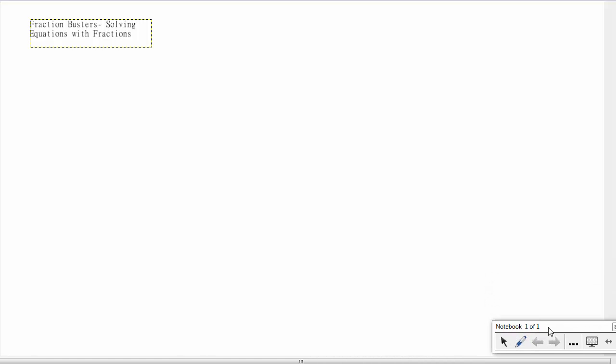Alright, hi everybody. We are going to start with a solving equations problem with fractions, and this is the method we like to call fraction busting. So we're going to bust up the fractions. So let's say we have the equation x over 4 minus 5 over 6 equals 7.